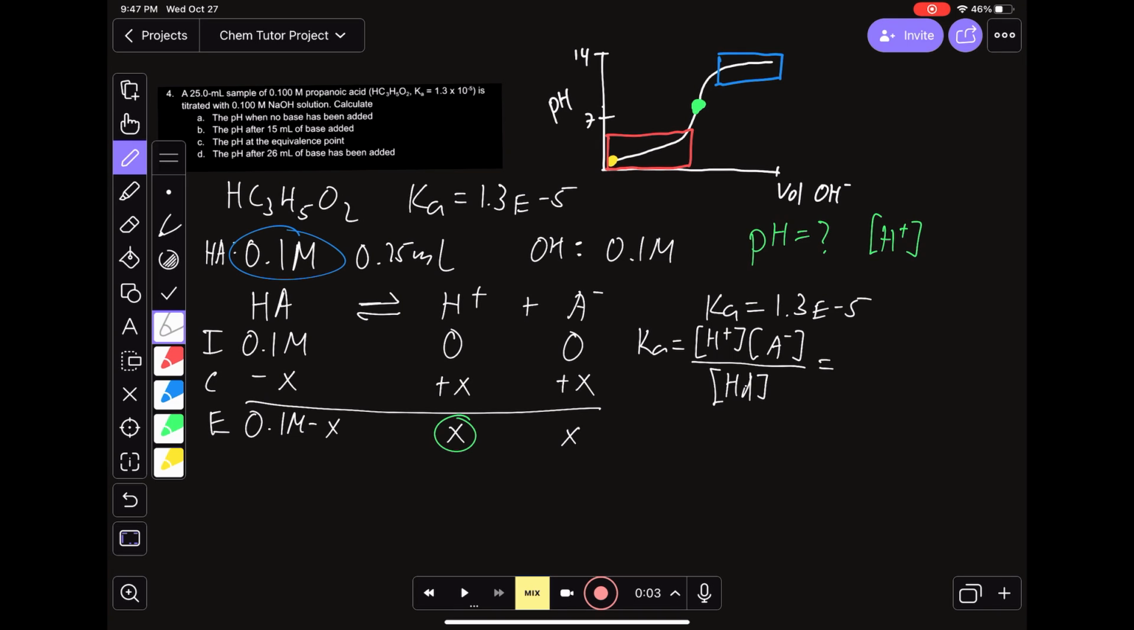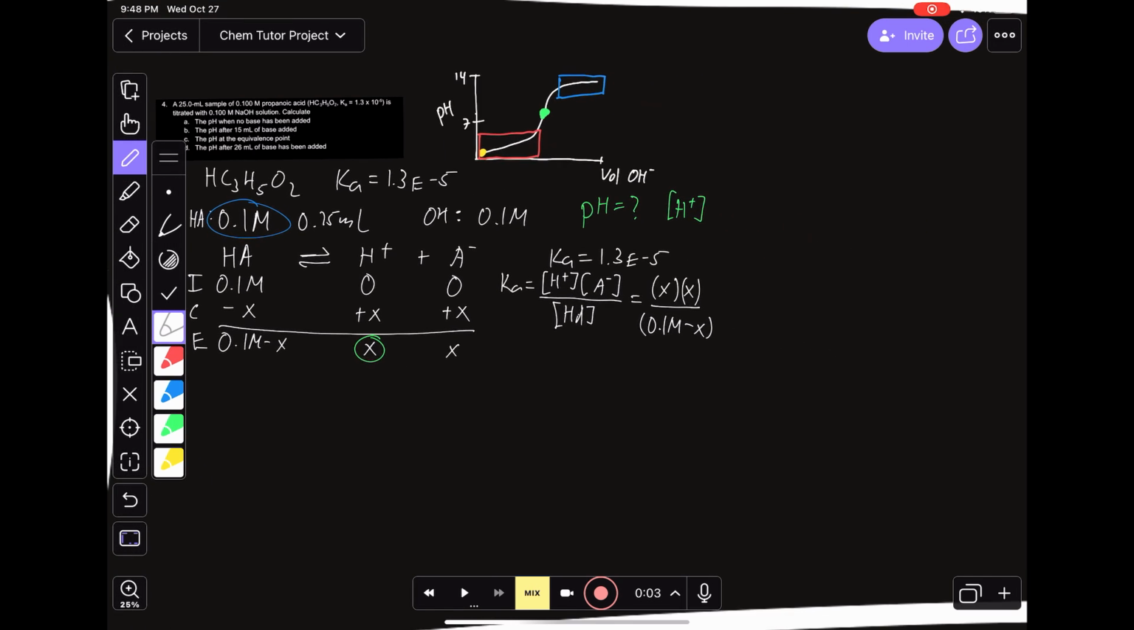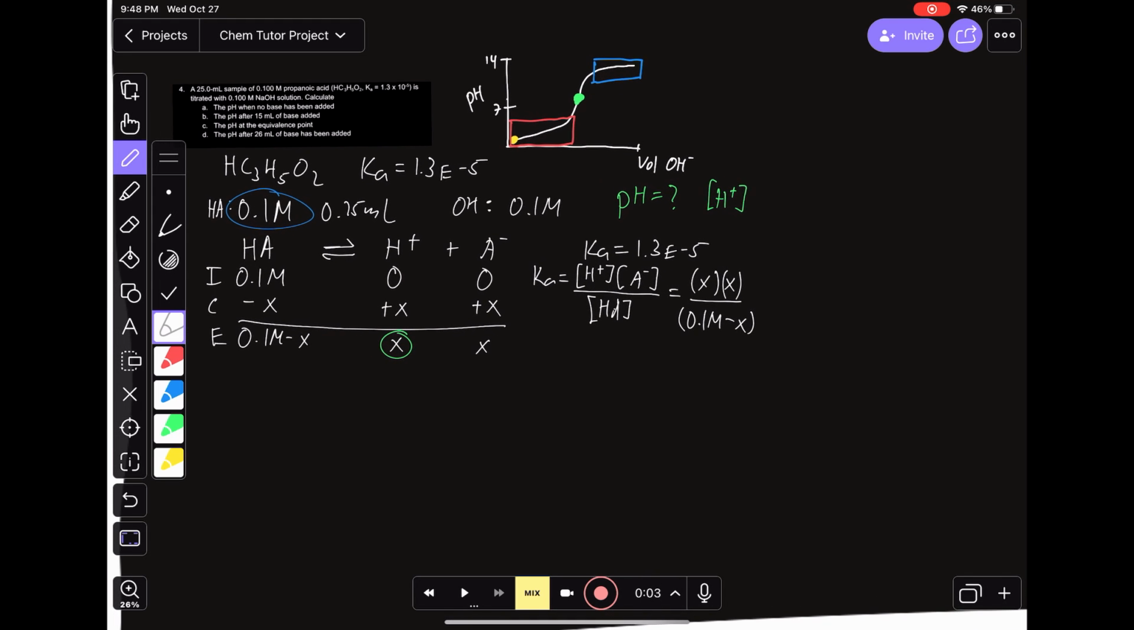And if we start plugging in these values, we will get X times X over 0.1 molarity minus X. I'm starting to run out of space here. Let's scoot over a little bit. There you go.